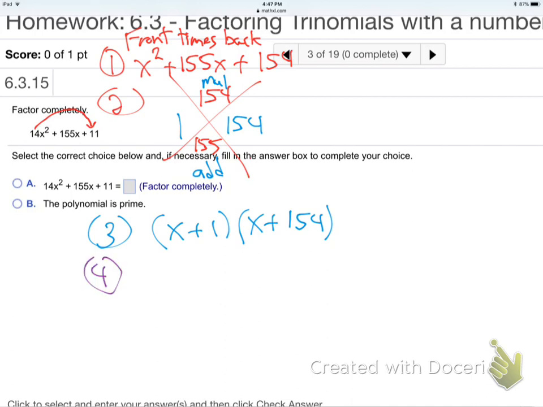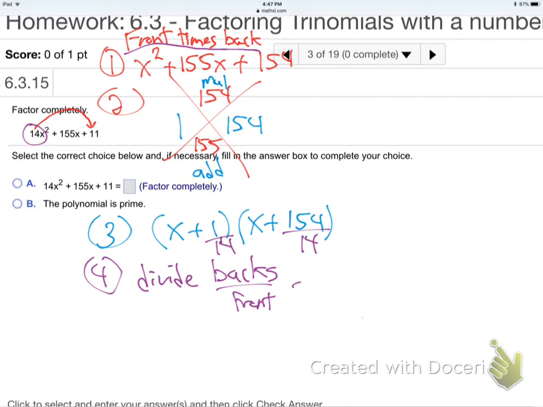Now, the fourth step is kind of tricky. Just like on step 1, we took the front times the back, in step 4 we divide the backs by the front. So you take this guy and you divide by the front. What was the front? 14. And this guy by 14. And reduce.